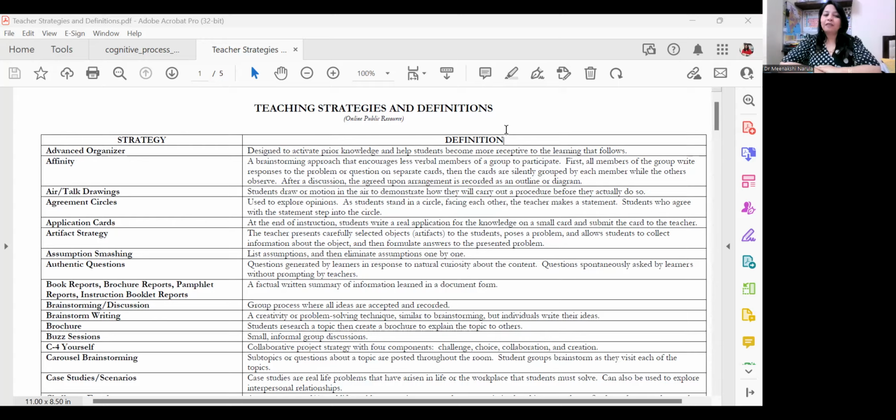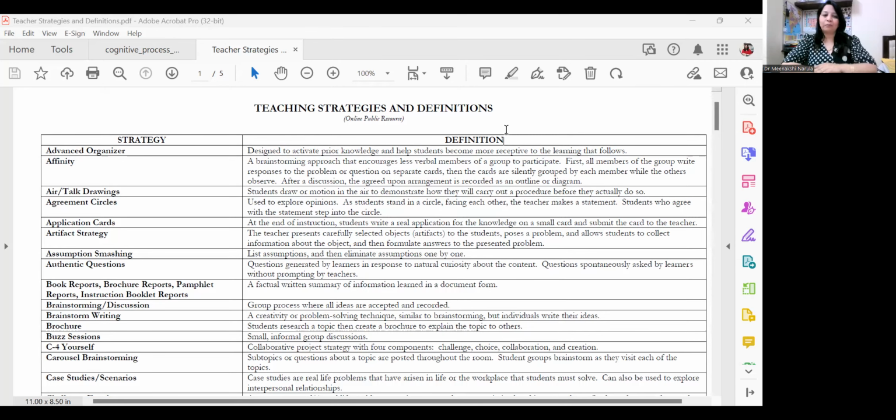Now, the next one is See for Yourself. See for Yourself is a collaborative project strategy with 4 components: challenge, choice, collaboration, and creation. You are giving the topic to your students, so you are challenging them, right? And let them have a choice, let them pick the given topic. Here we talk about voice and choice, and then let them collaborate and let them create. So you have to give these kinds of choices to your students. This is a collaborative project strategy. The same we shall discuss in detail as well, so that you will be able to understand all the 4 parts with examples.